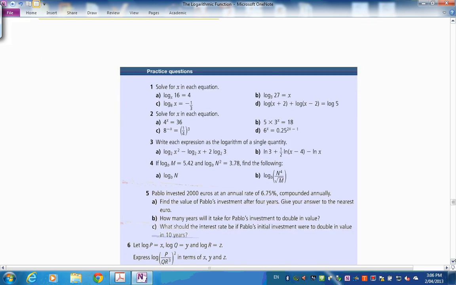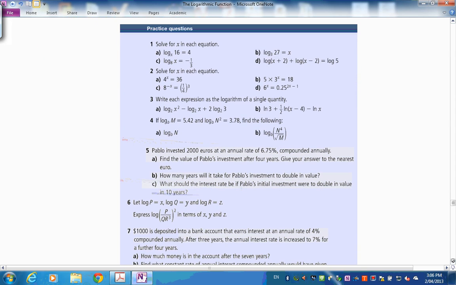And let's have a look at the practice problems now. There are 15 of these. Now these practice problems come from chapter 4 of Pearson's, and it involves both the exponential function, that earlier presentation introducing logs, and this logarithmic function presentation. So pause it there and have a go.